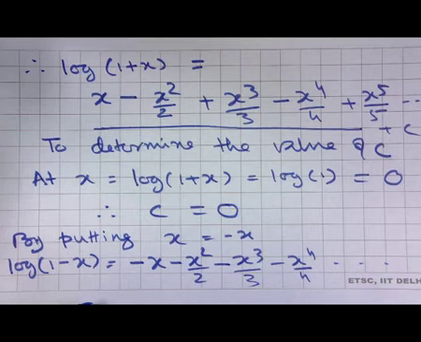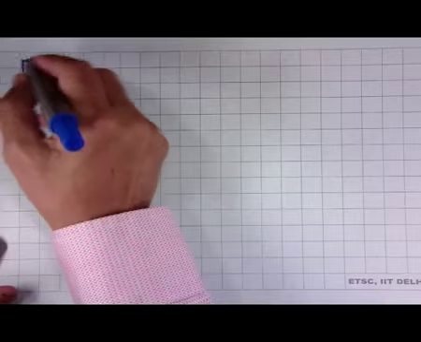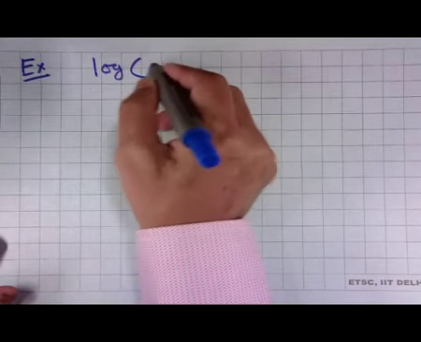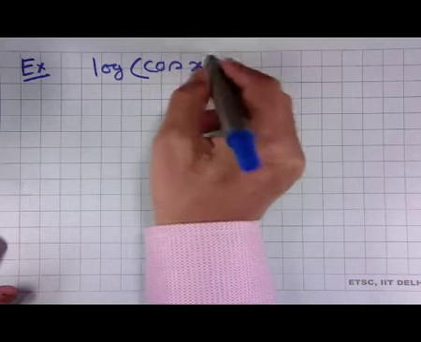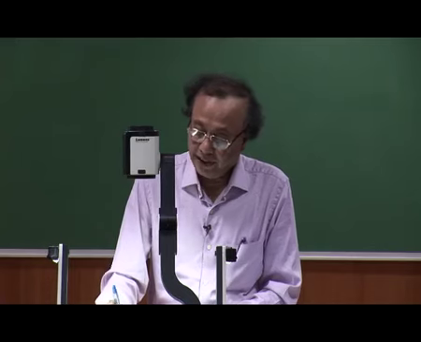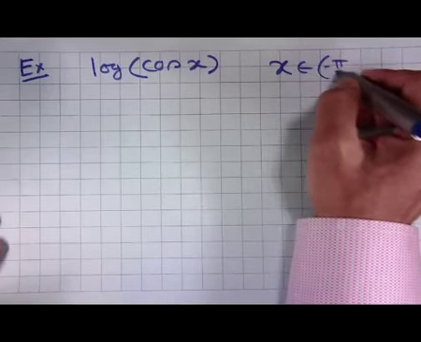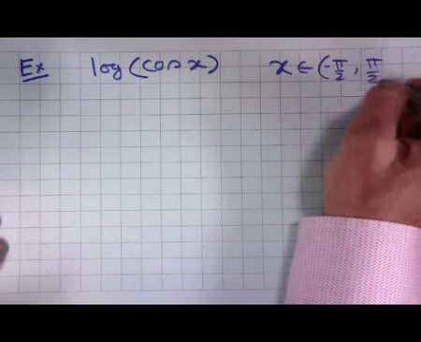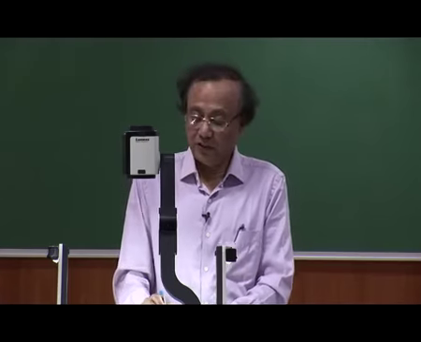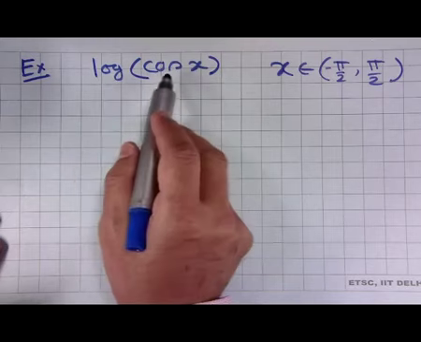Once we have the expansion for log 1 plus x, let us consider the next problem. What is the expansion of log of cos x? Log of cos x for x belonging to minus pi by 2 to pi by 2. We know that in this range cos x is going to be positive, therefore, log is valid.